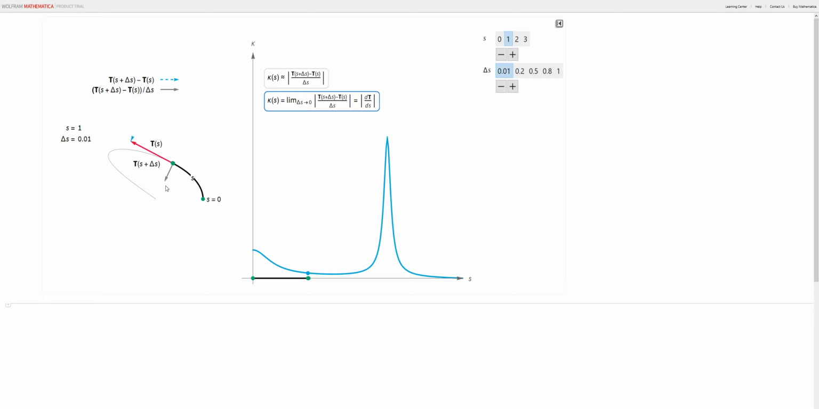And finally, we have that. So here is delta s being 0.01. This is close enough with this curve where it's essentially what this dT/ds is. The derivative of T with respect to s is essentially this gray arrow here when we make our delta s small enough. It's a good approximation for it.